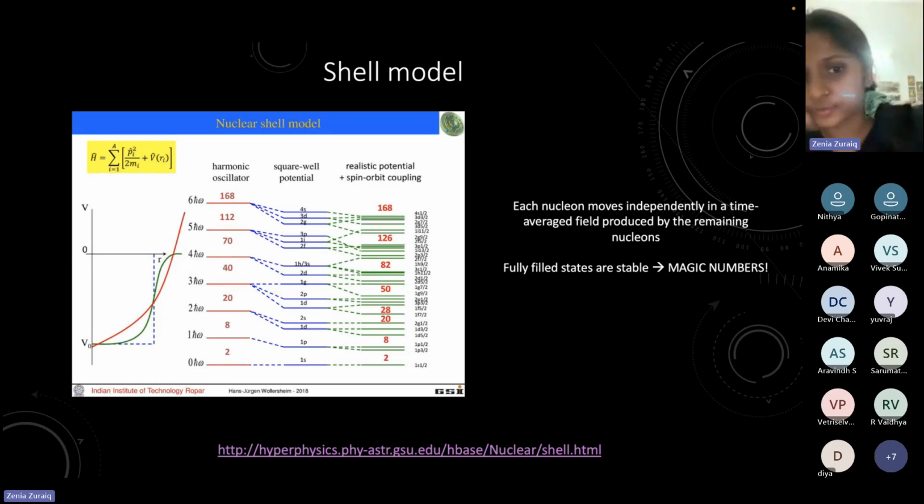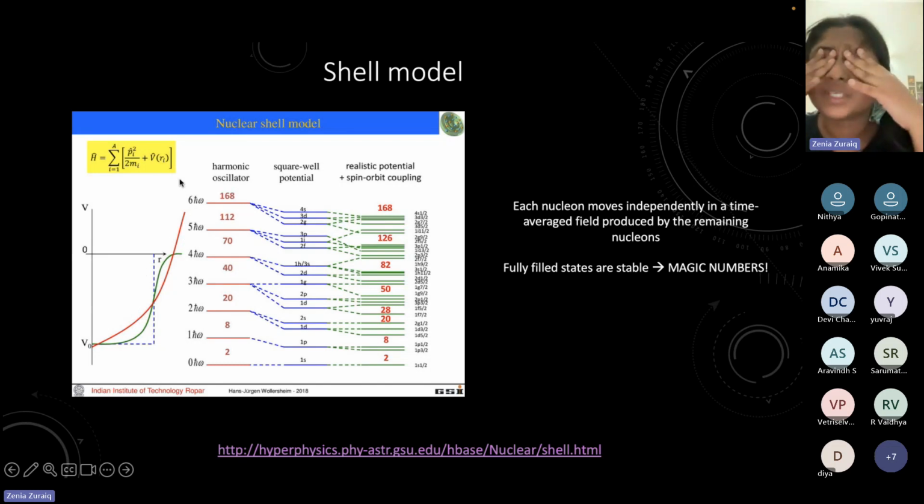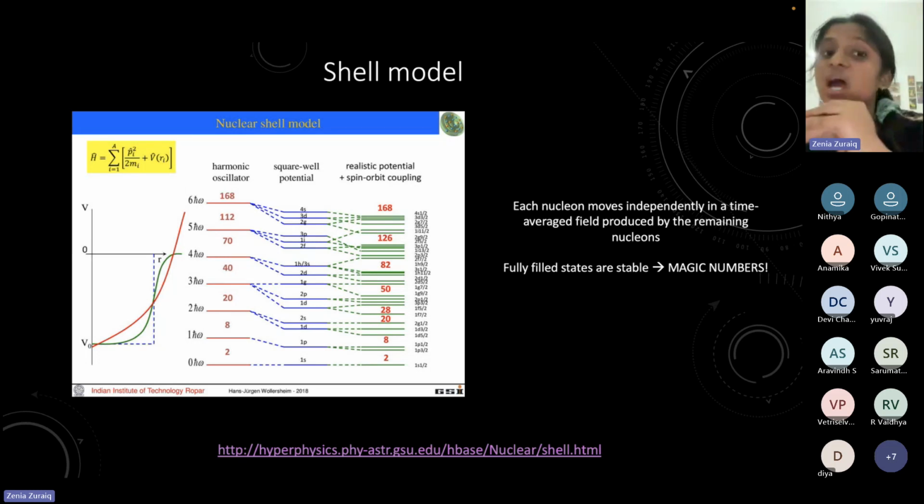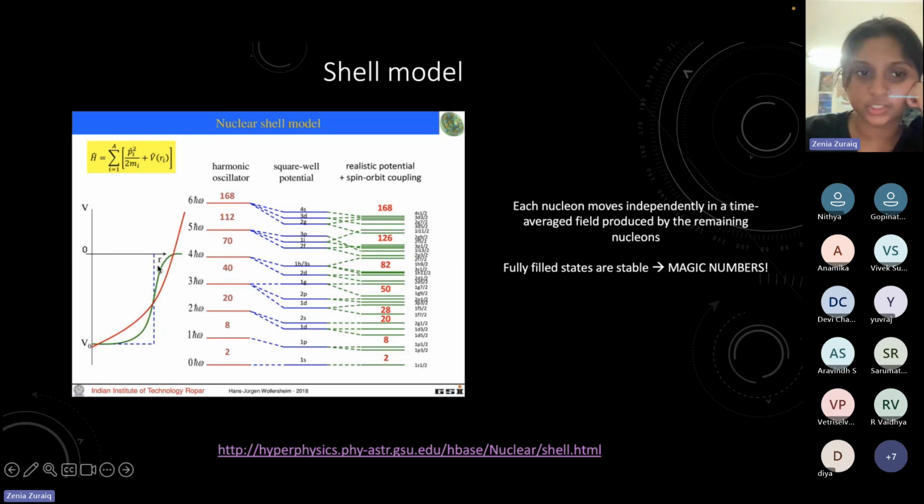So the first thing that people did was they said, okay, maybe we can represent the potential as a harmonic oscillator. But then we saw that the harmonic oscillator is simply not good enough. Then we said, maybe a square well potential, which is another famous solution that comes up in physics. People tried these, but they saw that the magic numbers from theory and experiment were not exactly matching up. So we realized that it is not a harmonic oscillator, it's not a square well potential, it's actually something in between both of them that seems to fit.